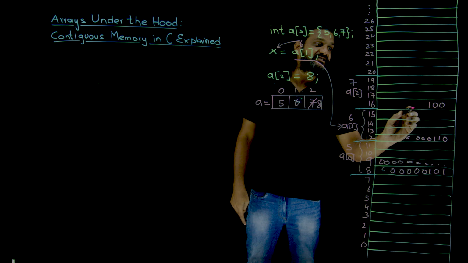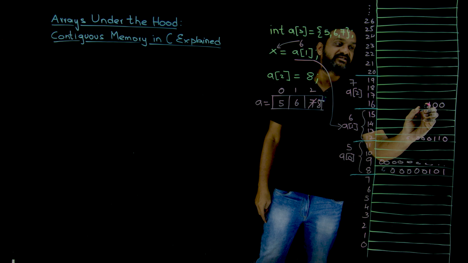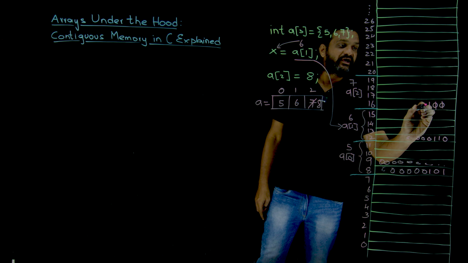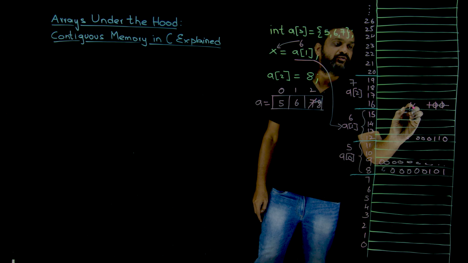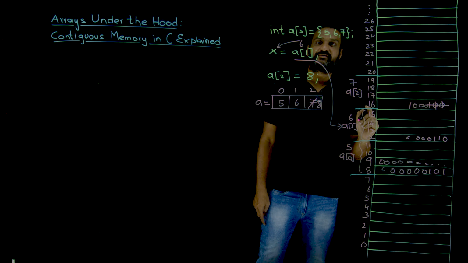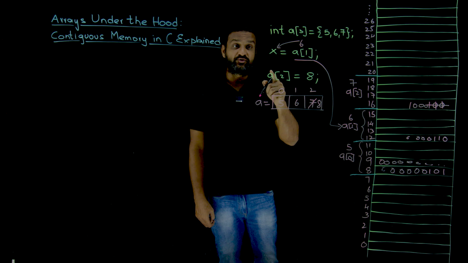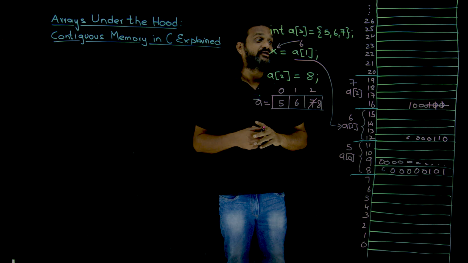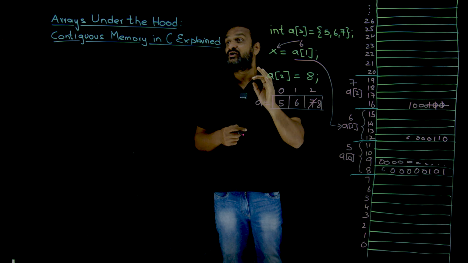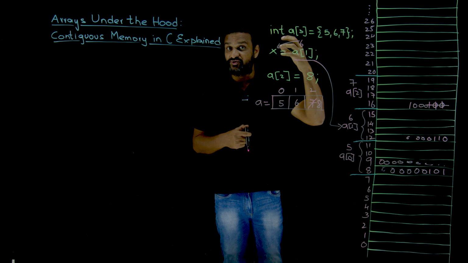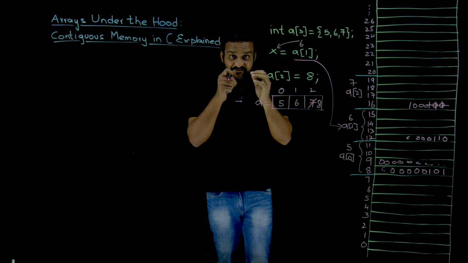In these locations, we are going to change this value. Sorry, this is previously 7, and now we have to change this value to 8. With this, the value of A of 2 will get updated to 8. This is how arrays get stored on the memory. So that's it for this class.